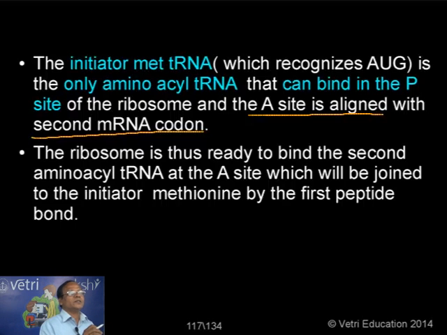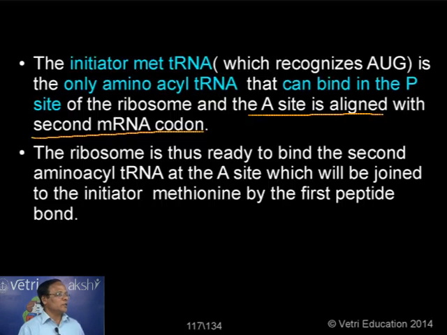So all other amino acids enter the ribosome and bind to the A site only, except that the tRNA with methionine can bind directly with the P site. The second region, the A site, is aligned for the second mRNA codon. So now what will happen? The ribosome is ready to bind the second amino acid tRNA. Once the first amino acid tRNA, methionyl tRNA, binds with the P site, the ribosome is ready for the binding of the second amino acid tRNA at the A site.